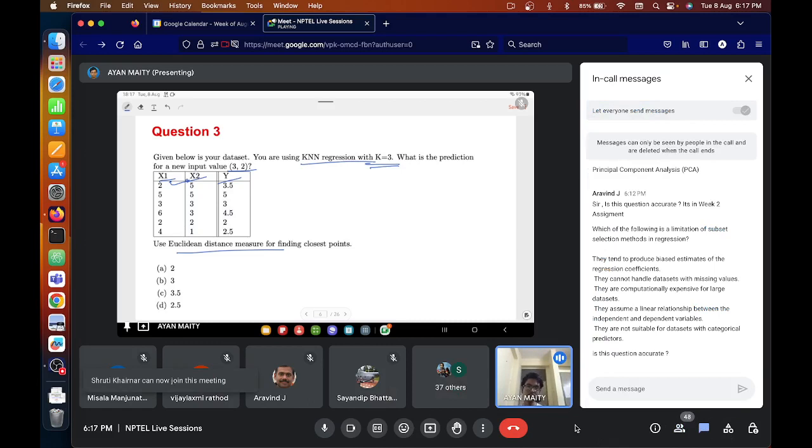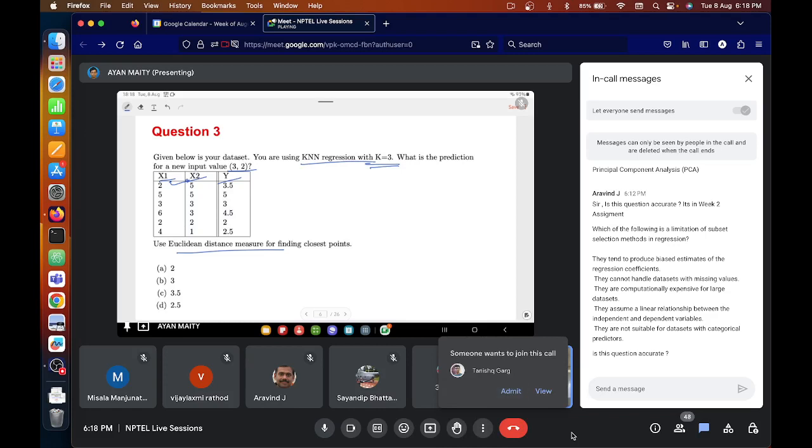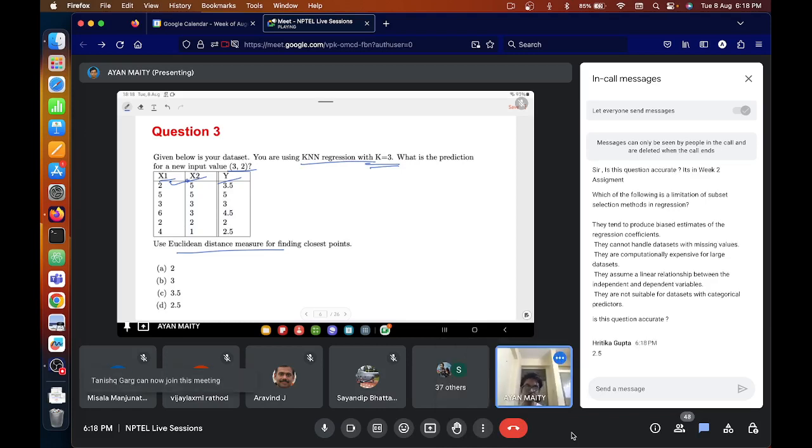So in k-n regression, you try to find out the k nearest neighbors of the point given to you, and you take the average of y values of all the k nearest neighbors. So this is what you do in k-n regression. Here k is 3, so basically you have to find out the 3 nearest neighbors of the point given to you. 3 comma 2 is the new input given to you. You have to find out the 3 nearest neighbors of this point 3 comma 2, and you take the average of the y values of those 3 nearest neighbors. That would be the output value for the new input 3 comma 2.